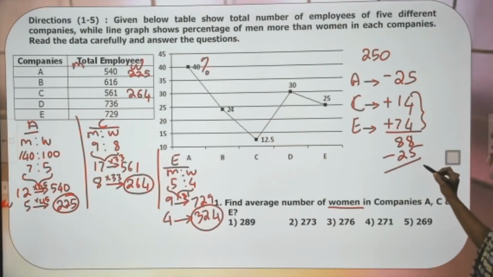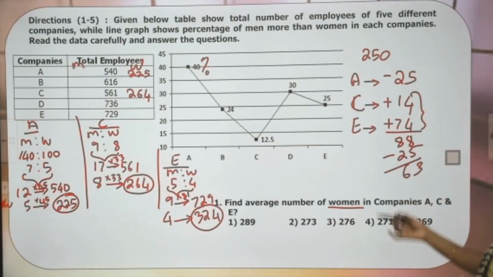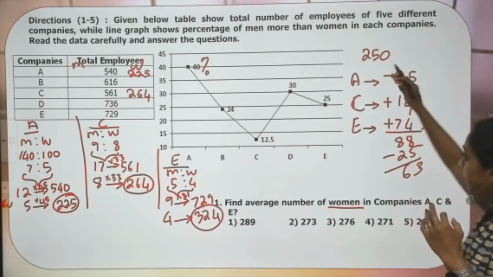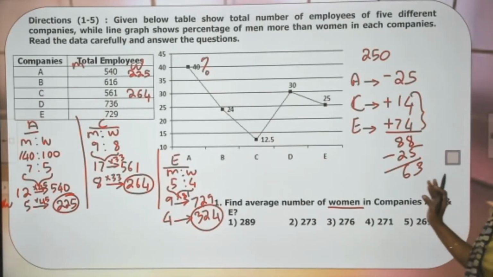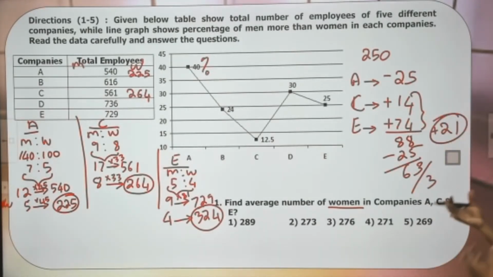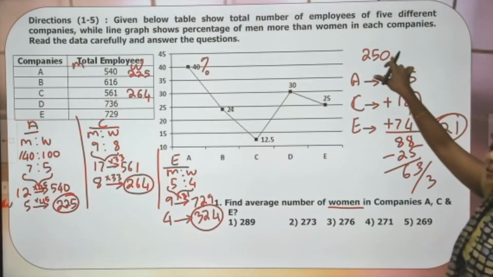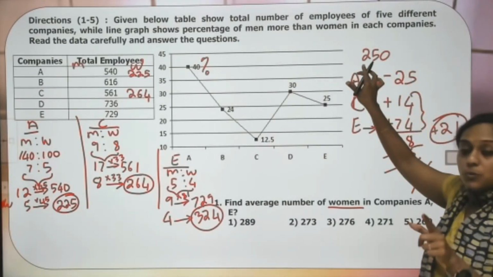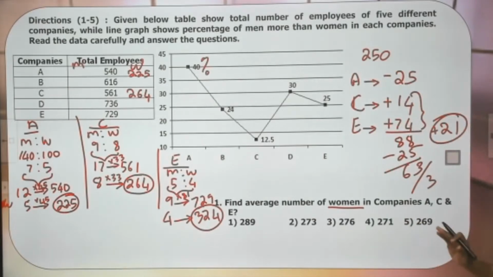So what is actually the net difference? The net difference is 63 from the base value 250, and you are going to take its average. There are 3 observations, so divided by 3, that is 21. So your actual average value is 21 more than the base value which you have taken, that is 250. So 250 plus 21, that is 271. So the answer is option 4, 271.